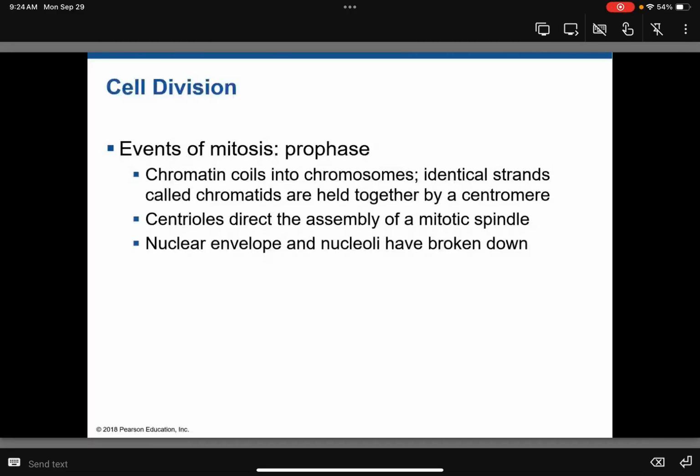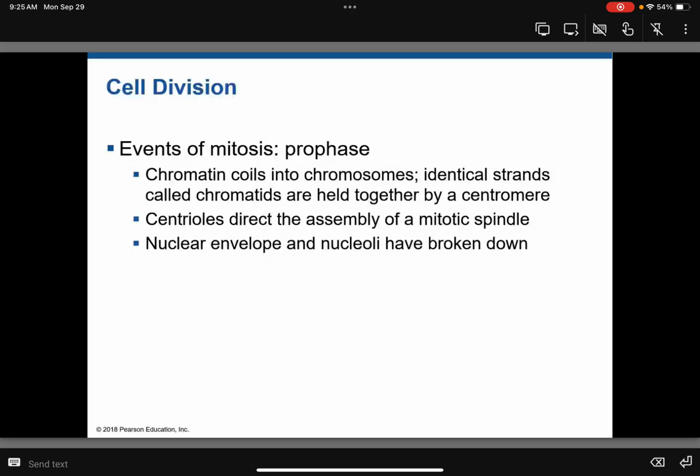All right. To continue on in our notes about cell division, so we talked about interphase, mitosis, cytokinesis, and now we're going to get more in depth with the stages of mitosis.